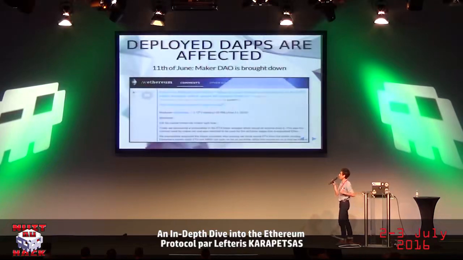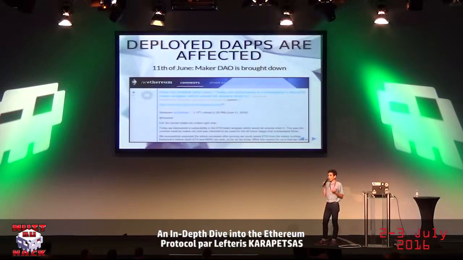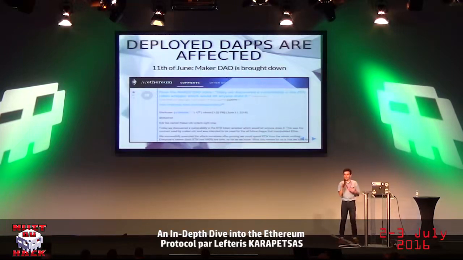The next day, on the 11th of June, another big decentralized application, MakerDAO, was brought down by its creators because they realized that they were vulnerable to this exploit. They could do that because they still had some form of centralized control. It wasn't completely and idealistically decentralized like the DAO was. So they managed to save all of their token holders' money and transfer it to a secure multi-signature wallet.